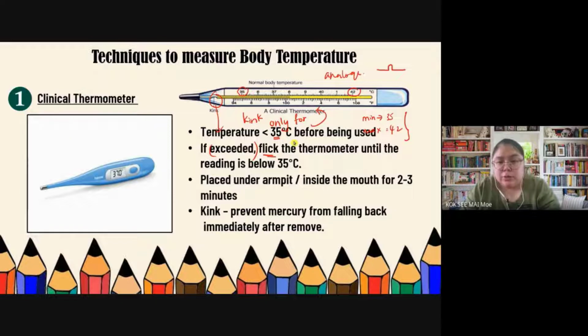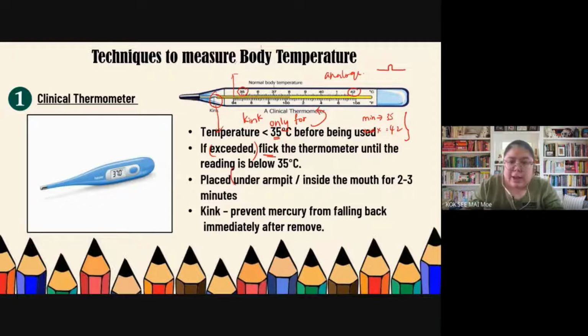So that means using your hand, you shake, flick. This we call flick. When you flick, you make sure the mercury drops, to below 35. So for example here, they start from here. If they start from here, already less than 35, then we can start to use this thermometer. After that we put it under the armpit.